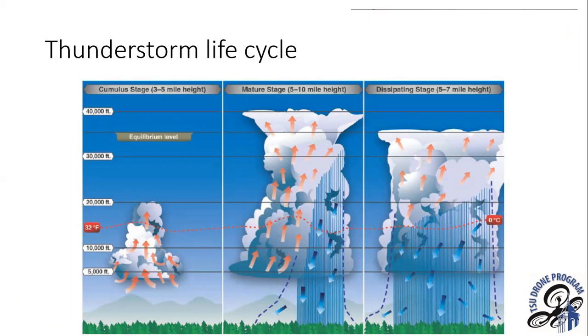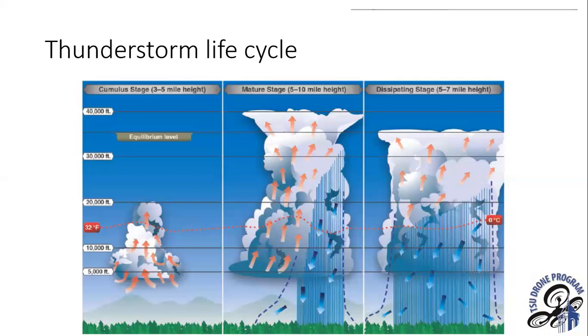In the cumulus stage, the soil is heated up from the sun. We've got a lot of these warm updrafts, and these warm updrafts continue to climb and to increase, and the air essentially becomes more moist and cools as it rises. And at a certain point, those thermal updrafts can no longer support the moisture, and rain begins to fall.